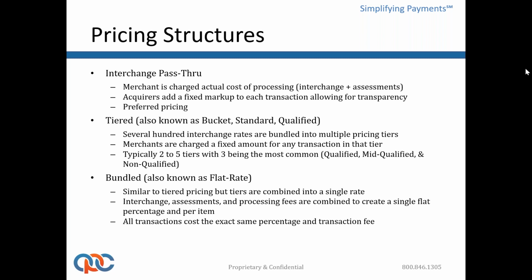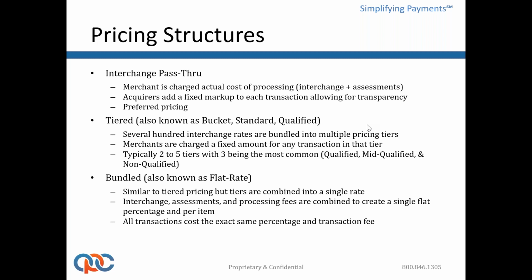And then the last bucket is bundled. When you think of bundled, think of Square-like pricing, where you pay 2.75% for all swiped or dipped transactions, or PayPal on the web, where you're paying 2.95% for all web PayPal transactions. What they're doing there is they're bundling all the interchange categories, all the assessments and dues, and all the acquiring fees into a single rate.